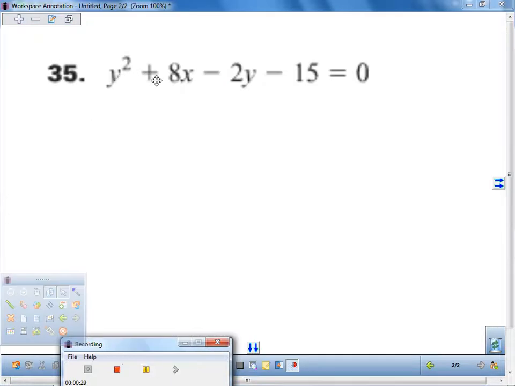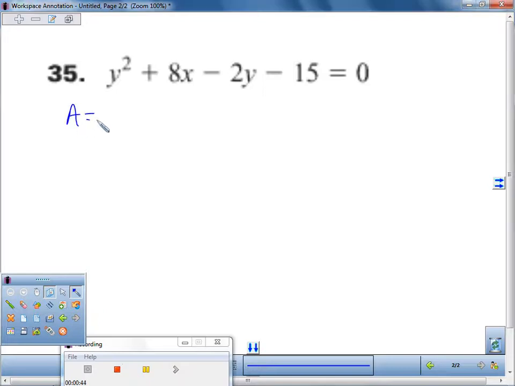Alright, here we have y squared plus 8x minus 2y minus 15 is equal to 0. And the first thing we need to do is decide what type it is. Now, to do that, we're going to use the discriminant again. Now remember, a is whatever goes with x squared. Well, a is 0. And we know that b is 0 because there's no xy. Okay, and then we end up with c is 1 because that's what's with y squared.